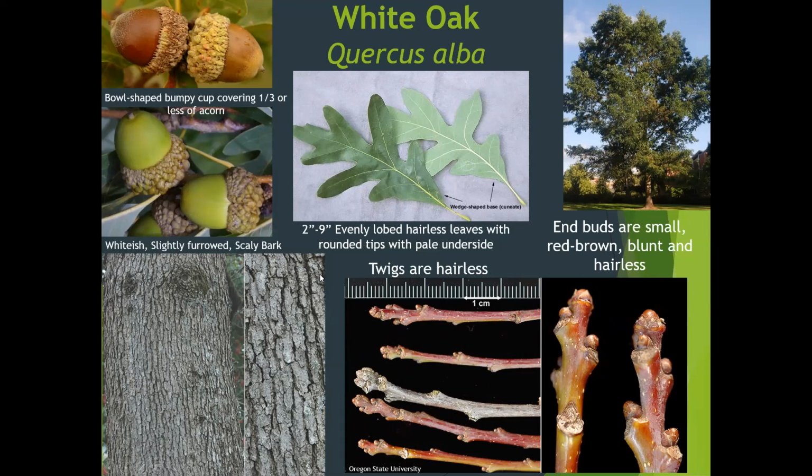The acorns on the white oak, the cups themselves are bumpy, and they cover maybe a third of the acorn or less. And the acorns themselves look a little bit larger than the cups themselves. The bark is whitish and slightly furrowed, and it starts to get a little bit scaly on those ridges of the furrows as well.